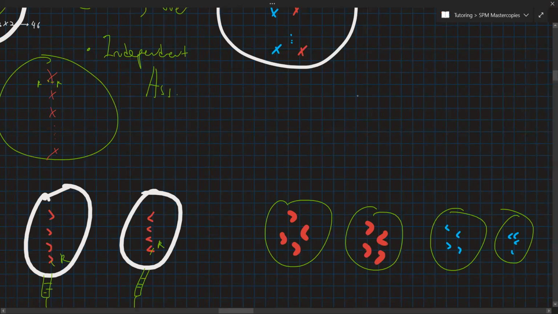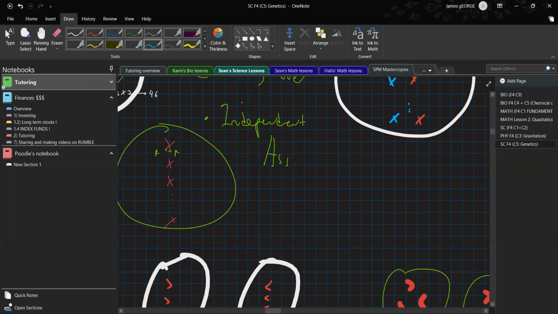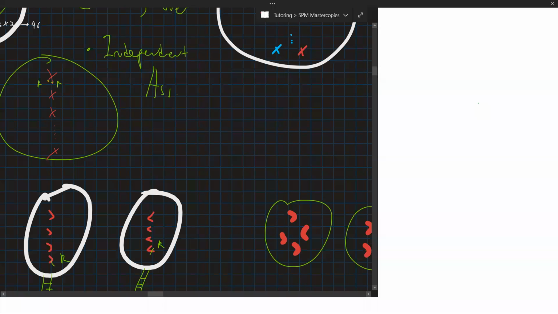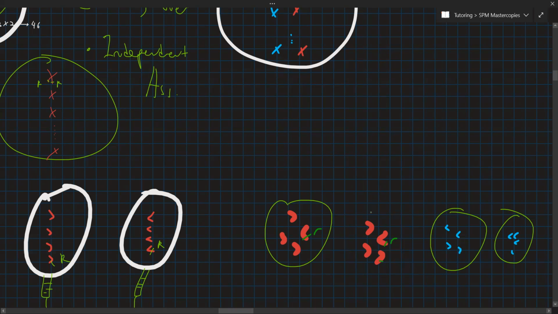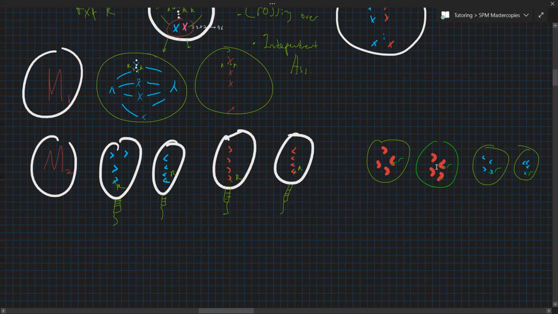We can say that all of these have one allele, the only allele possible for the blue-eyed mom, which is small r. So let me just label that over here. Small r, small r, small r. Whoops, it's not supposed to be an R there. Small r and small r. Okay, perfect. So now we have gametes from the mom and from the dad.